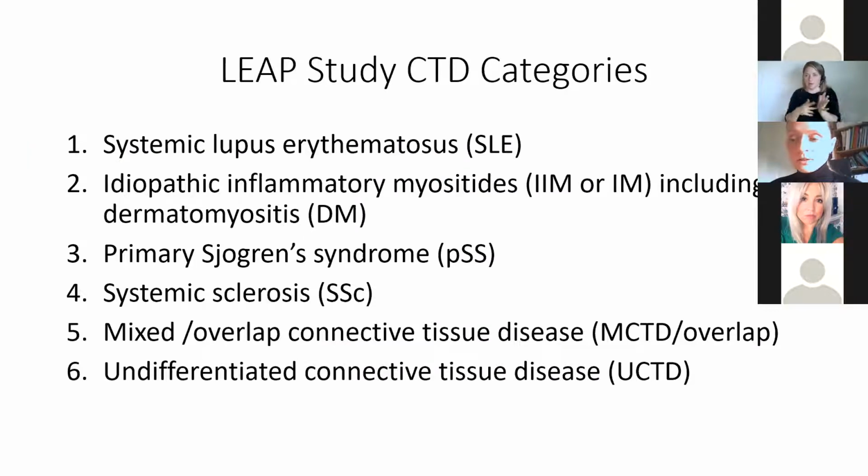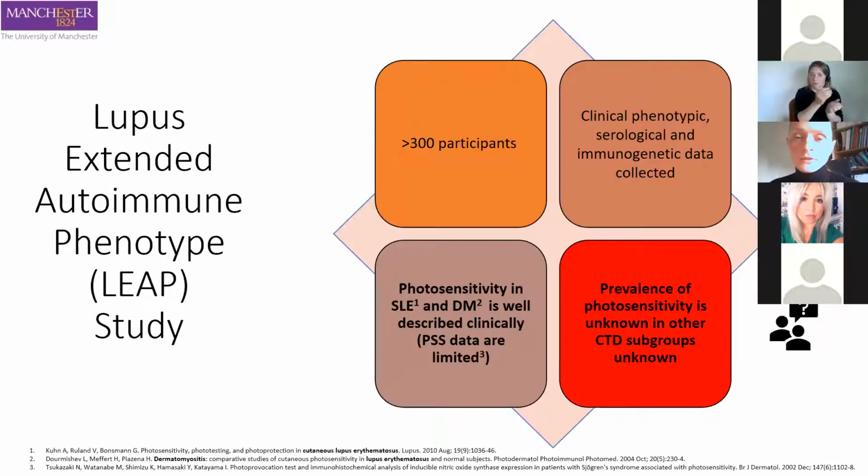Rheumatologist diagnosis was used as the primary classifier. Participants were assigned to one of the 6 following groups by a rheumatologist. These are well characterized diagnostic groups within the connective tissue disease spectrum. There were over 300 participants, and patients were well characterized along phenotypic, serologic, and immunogenetic themes.